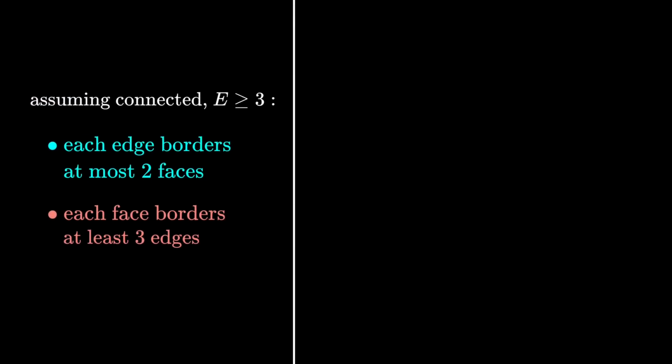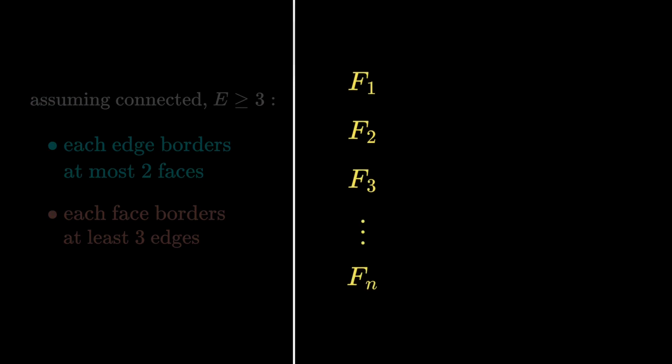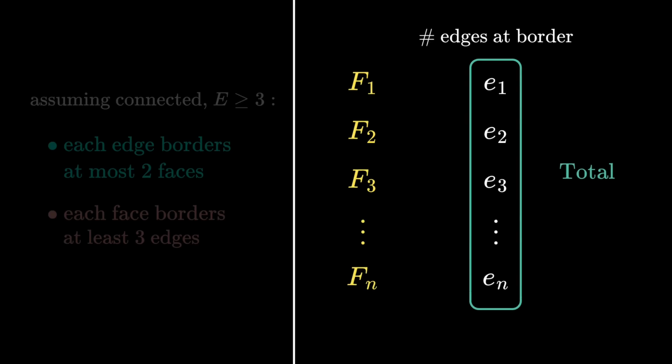Let's say f1 all the way to fn are the faces of the graph, and we consider the number of edges each face borders with. We call them e1 to en. What can we say about the total of these e's? Because each face borders at least 3 edges, each of these e's here are at least 3, so the total is at least 3 times the number of faces.